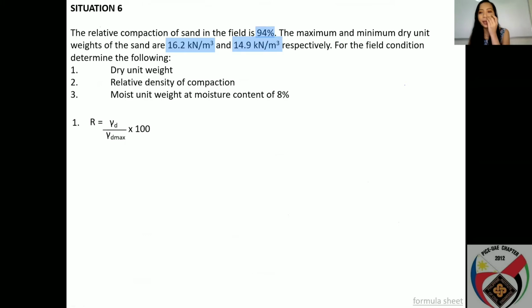Napakabilis po ng mga nagre-reply. I'm so proud. Hindi ko pa tinatanong, nasa chat box na. Good job, reviewees.